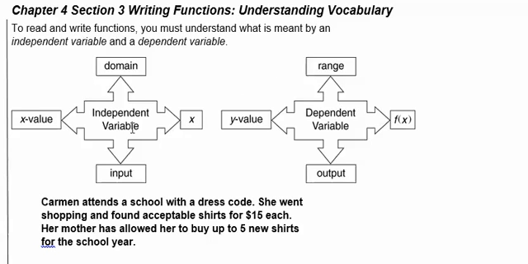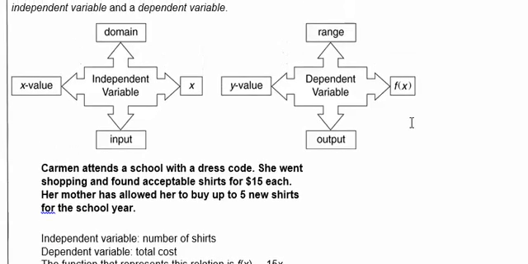You can see that the independent variable is also the x value. It's the domain of the function. It's the input. It's usually x. The dependent variable is the y value, it's the range, it's the output, and we can also call that f of x. Alright, so that's just some vocabulary.